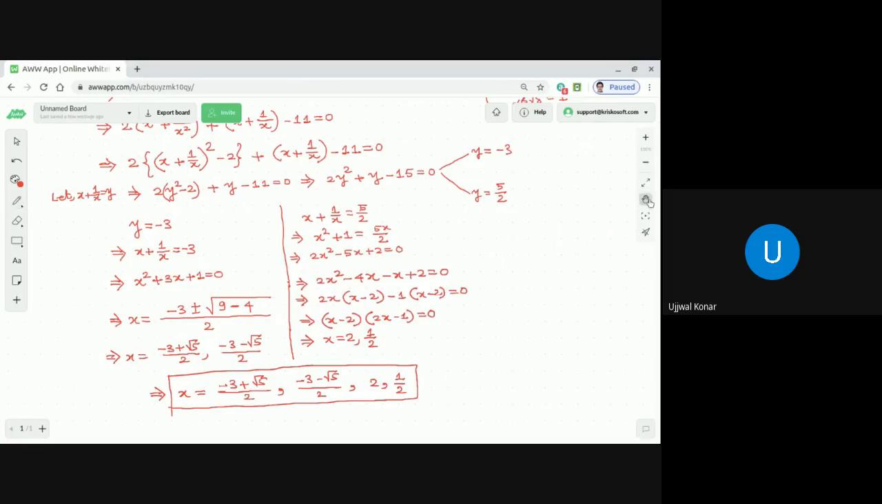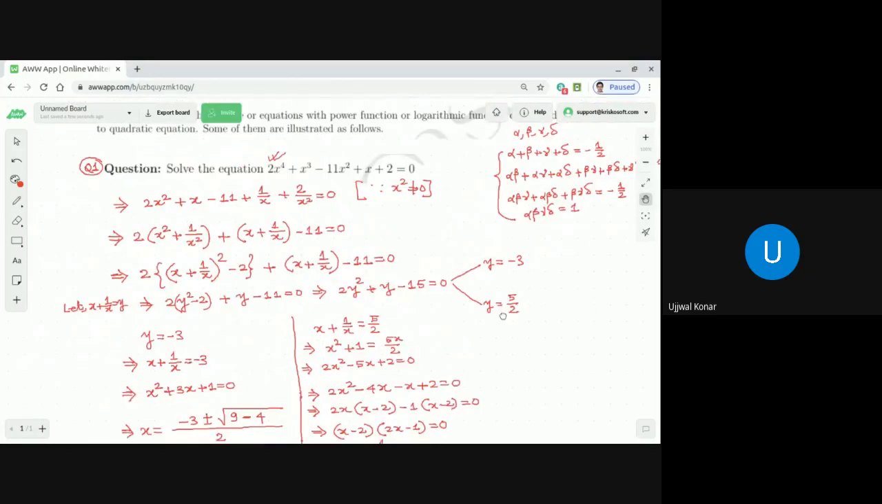But dear students, when can you apply this technique? You can apply this technique whenever you see that the coefficient of x power 4 and the constant term are the same. Coefficient of x cube and coefficient of x are the same.